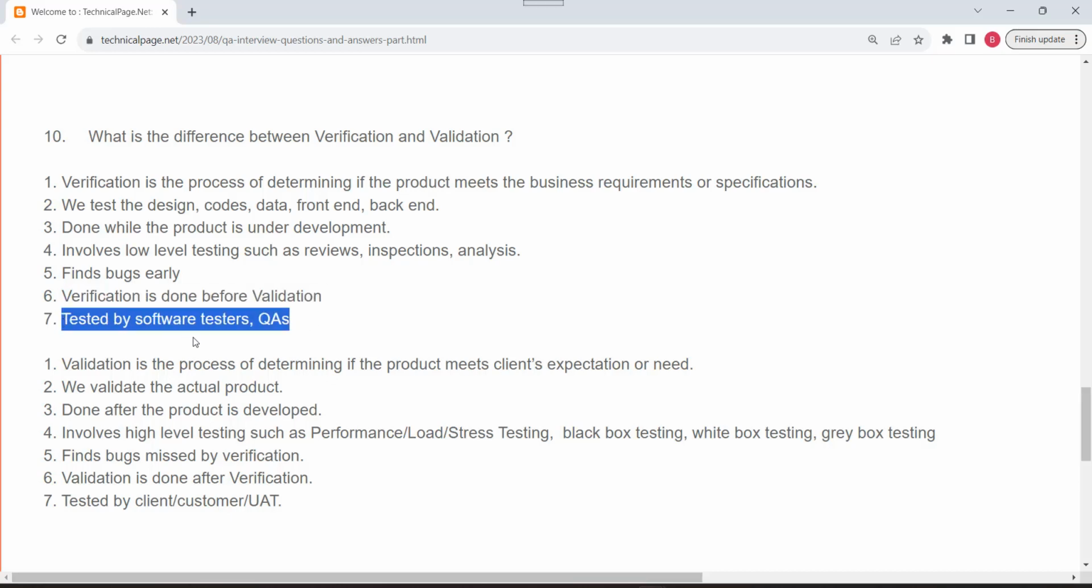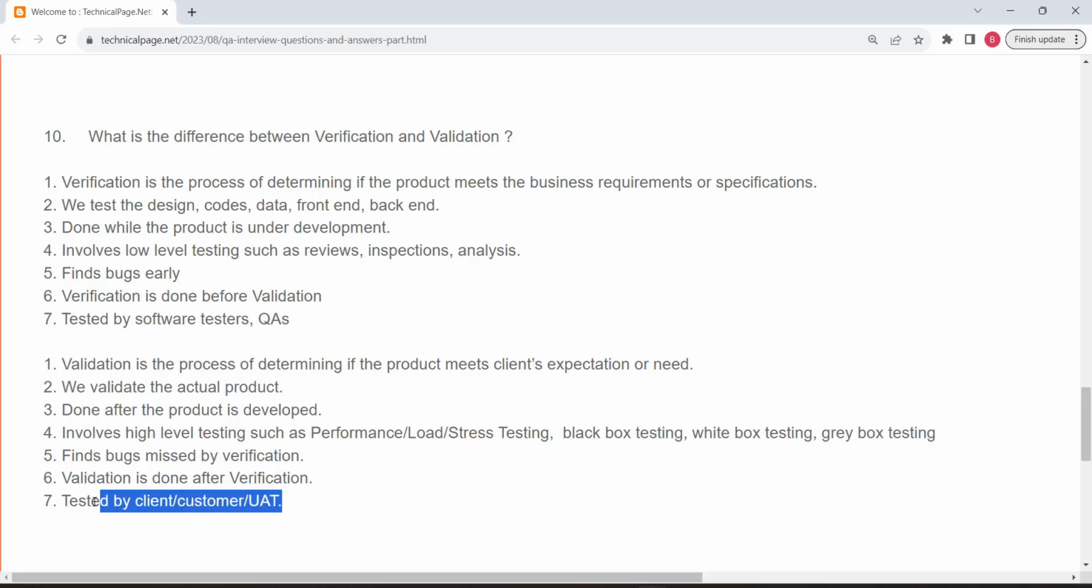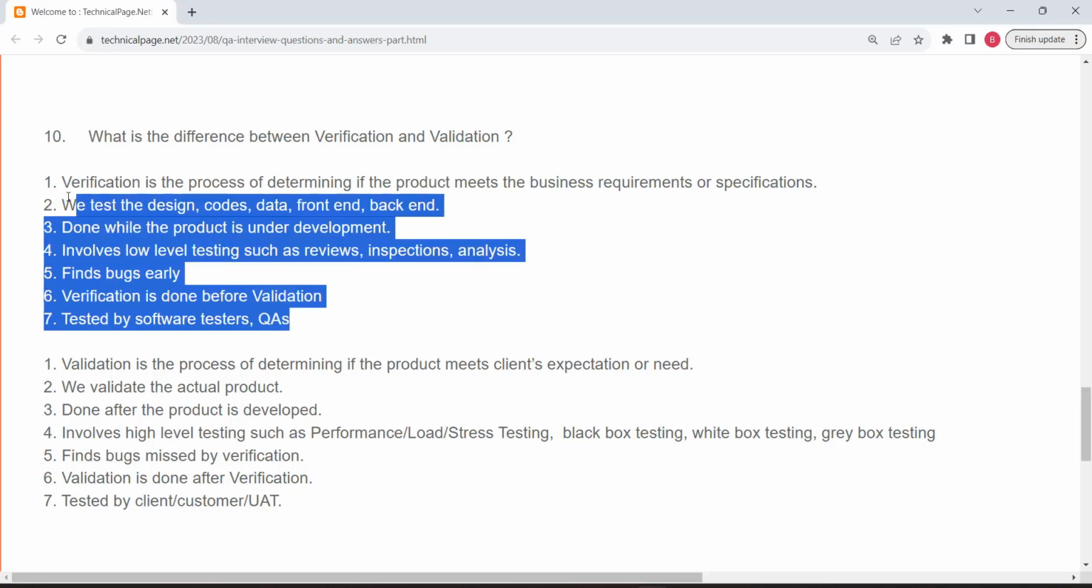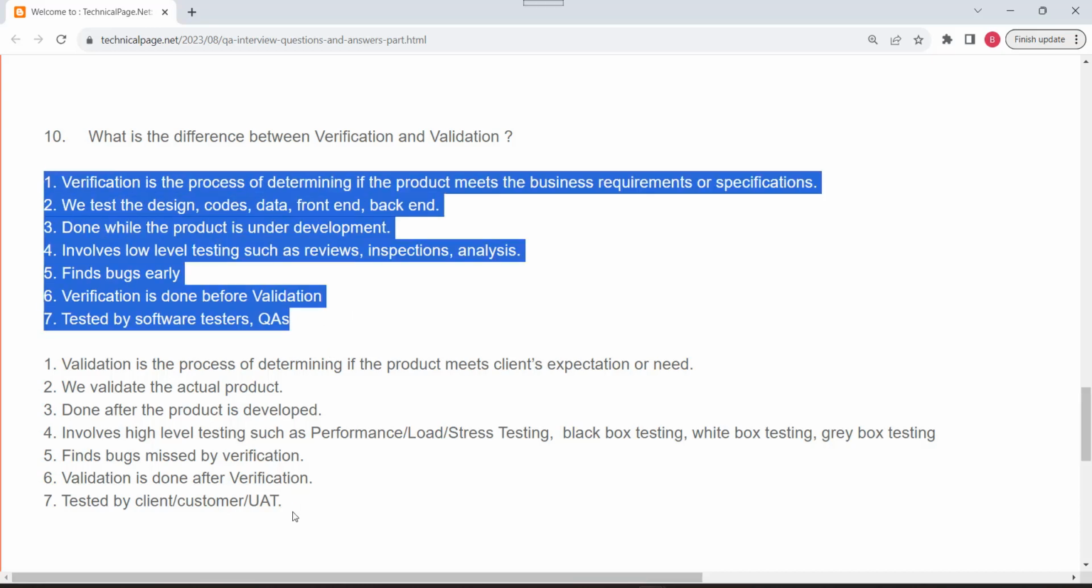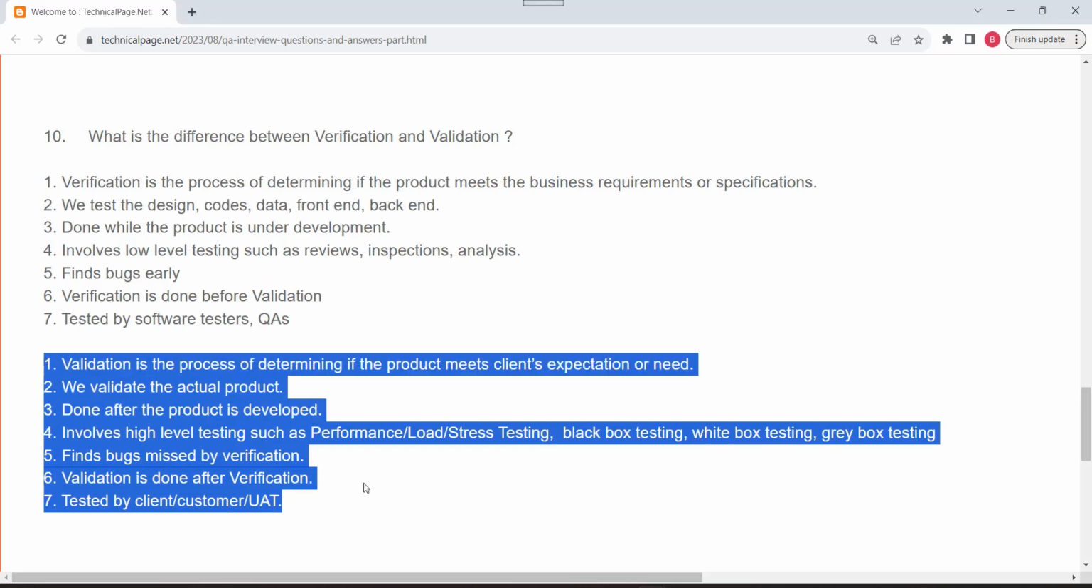Verification is done by software testers or QAs, means quality assurance analyst, whereas validation is done by client, customer, or UAT team. So these are some common differences between verification and validation.